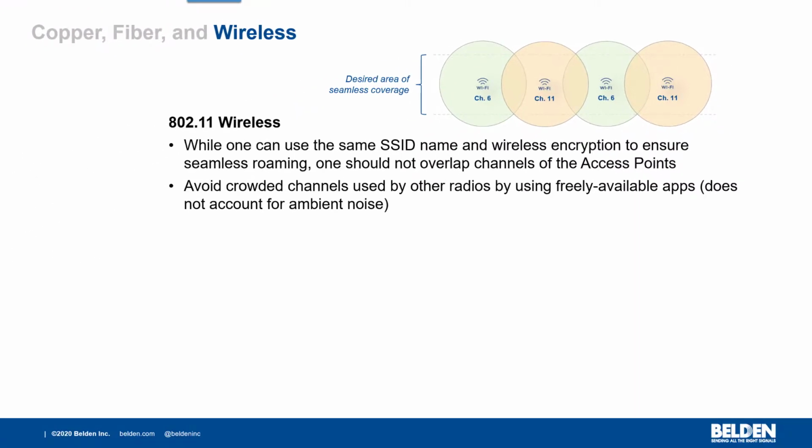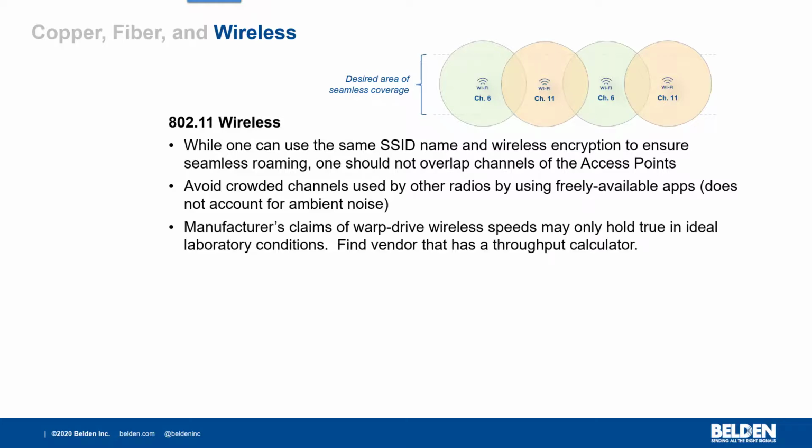One should avoid crowded channels used by other radios. This is easily done by using freely available apps that can be downloaded either for PCs or for Android smartphones. This will allow for the tailoring of the channel and frequency used by one's access point.